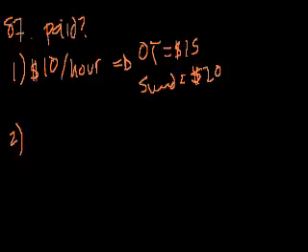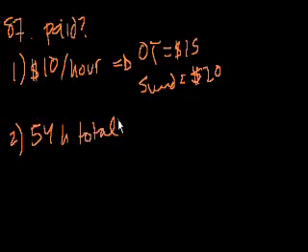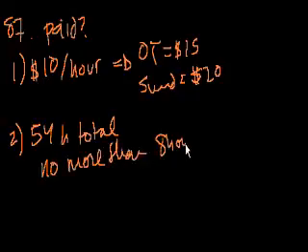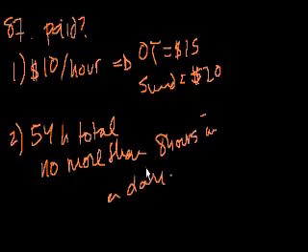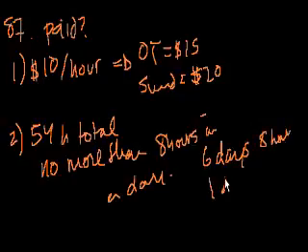Statement number 2 says last week the employee worked a total of 54 hours, but did not work more than 8 hours on any day. Okay, so let's think about that. If you worked no more than 8 hours in a day, how many days would you have to work? I guess at minimum you would have to work 6 days for 8 hours, and 1 day you would work for 6 hours, right?